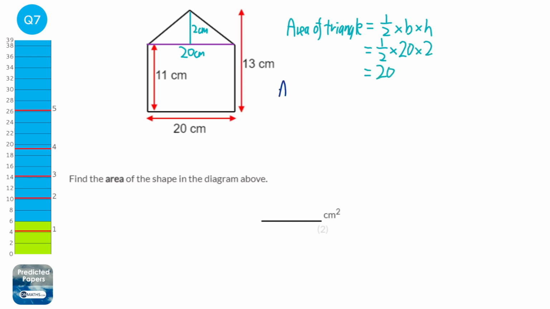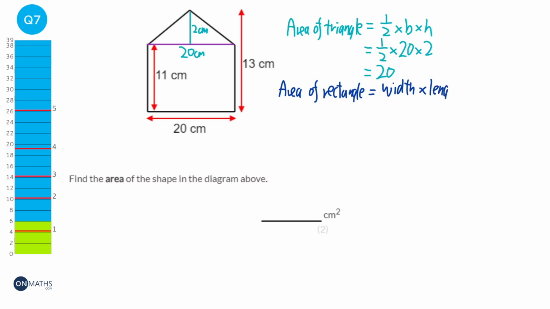Now let's work out the area of the rectangle. And that's just going to be the width times the length. Width is 20, the length is 11, so that would be 220.